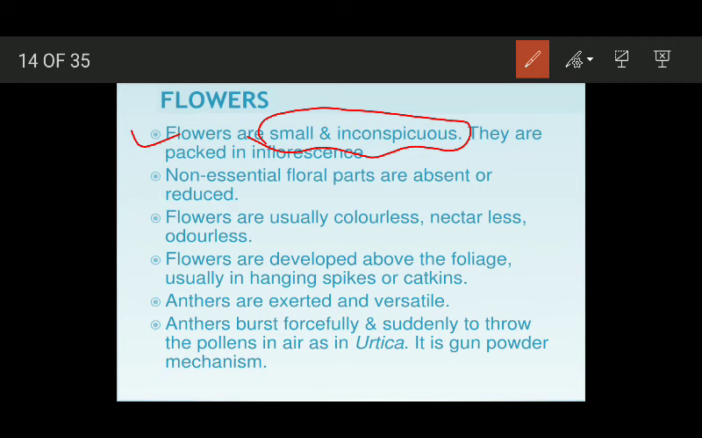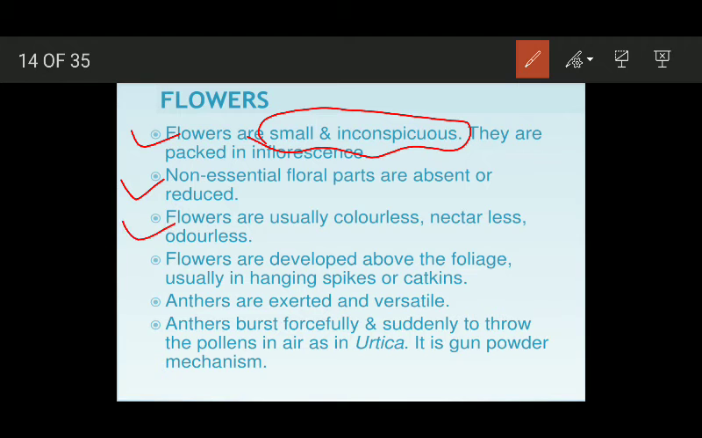So flowers are not required to be large and conspicuous. The non-essential parts like sepals and petals are absent or reduced. Sepals and petals are meant to give support and to attract the pollinators. Since anaemophilous flowers do not need to attract insects, their petals and sepals are either absent or reduced.